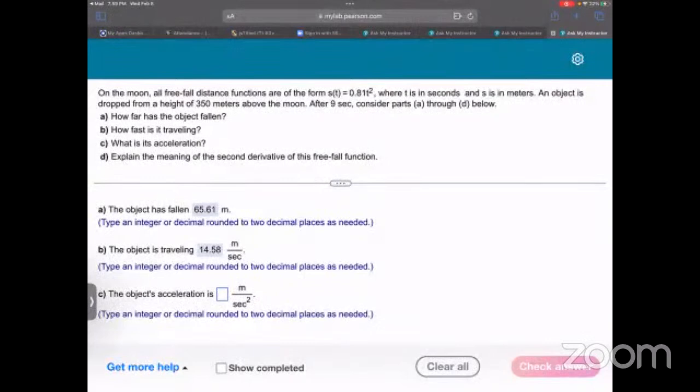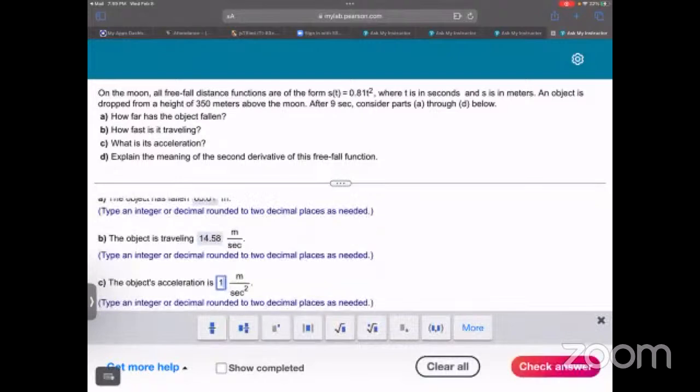Hey Siri, what's 2 times 0.81? 2 times 0.81 is 1.62. 1.62, right? Meters per second squared. I think that's it.